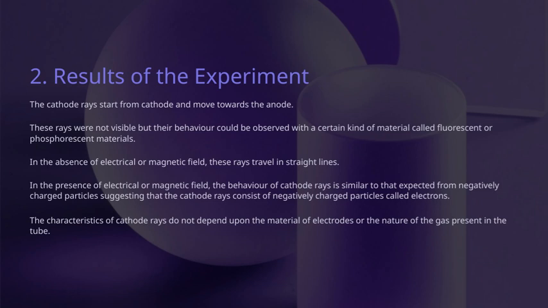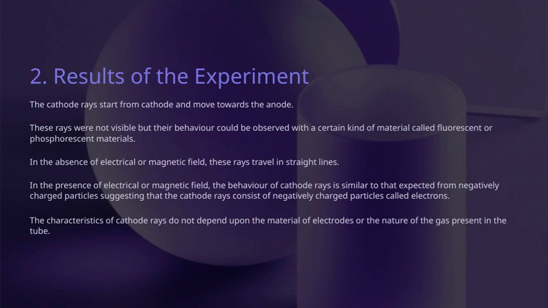In a situation where there's no electrical or magnetic field applied, these rays travel in straight lines. This straight line motion is important because it shows that in the absence of external forces, the rays move predictably. Now, these rays themselves are invisible to our eyes, which might seem like a limitation. However, we can observe their behavior by using fluorescent or phosphorescent materials, special materials that glow when struck by these rays. This glowing effect allows us to see where the rays are going and how they behave.